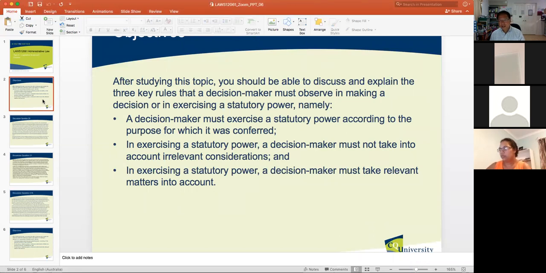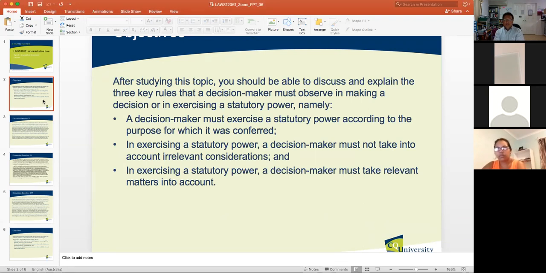Namely, a decision maker must exercise a statutory power according to the purpose for which it was conferred. Secondly, in exercising a statutory power, a decision maker must not take into account irrelevant considerations. And thirdly, in exercising a statutory power, a decision maker must take relevant matters into account.